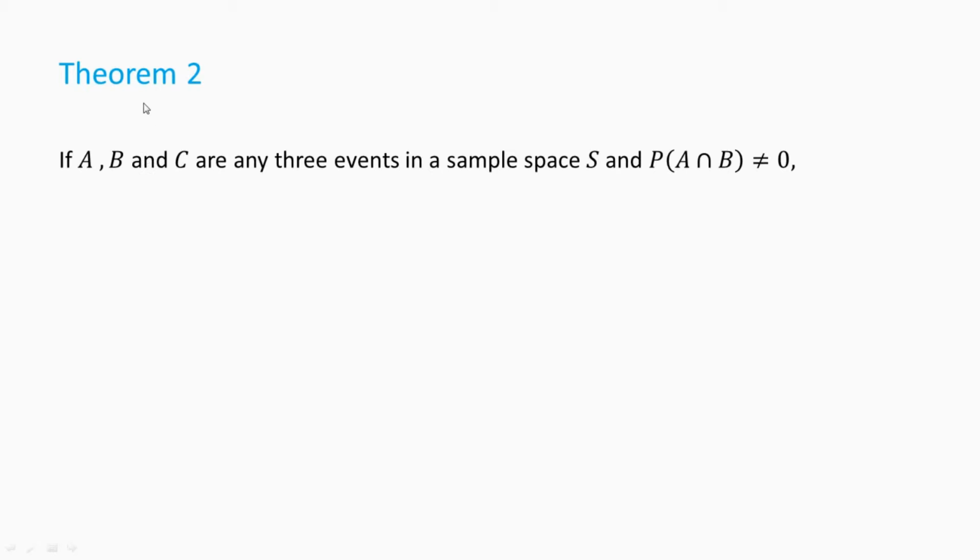This is theorem 2. If A, B and C are any three events in a sample space capital S and probability of A intersection B is not equal to 0, probability of A intersection B intersection C is equal to probability of A into probability of B given A into probability of C given A intersection B. This equation can be obtained using theorem 1. Now let's see the proof of this part.